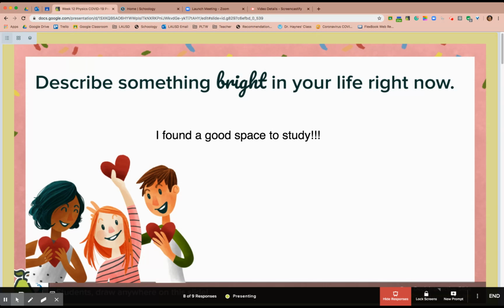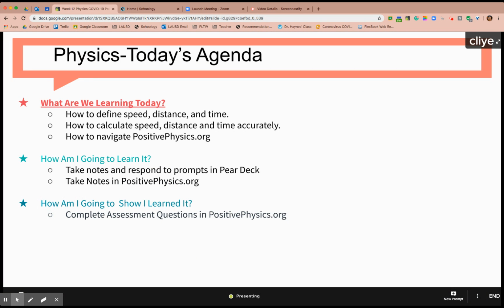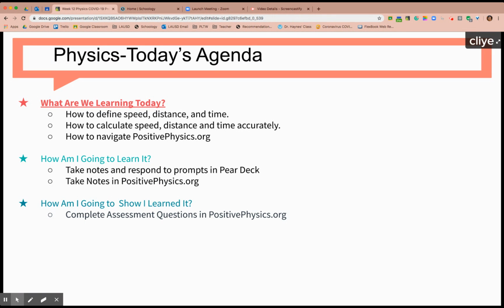Okay, let's look at what we'll be learning today. So today we're learning how to define speed, distance, and time, how to calculate speed, distance, and time accurately, and how to navigate positivephysics.org. Now, I know you're thinking, Miss, we did this already. Yes, we did. The reason that we're working on speed, distance, and time again is number one, to learn to navigate positivephysics.org while using something that you pretty much know. But it's also for me to find any gaps in what we've learned before.